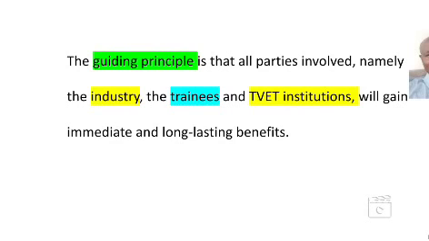That means all of them benefited. All. The benefit is common, mutual. That's why they have to work together. Who are the beneficiaries of this dual training system? The industry, the trainee, and the TVET institutions. When we talk about TVET institutions, it also includes the teachers.